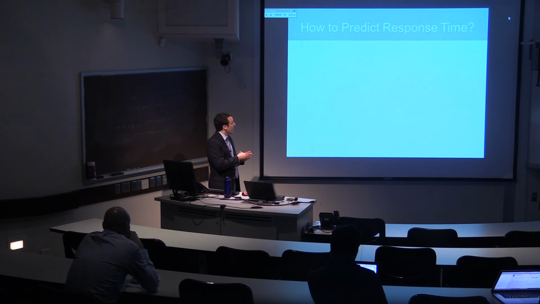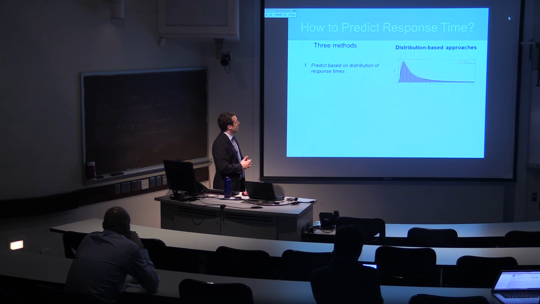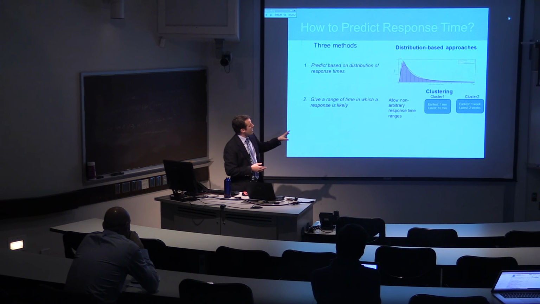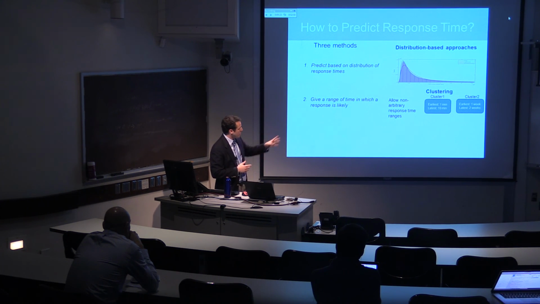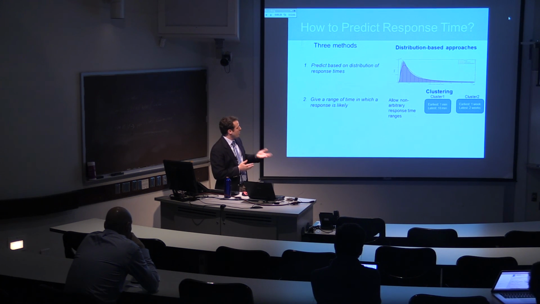To predict response time, we considered 3 methods. We used a prediction based on distributions of response times in our training data, which tried to predict based on the distributions we saw. Then we gave a range of time in which a response is likely. And for this, we used clustering, where we allow non-arbitrary response time ranges. For example, one cluster could be from 1 minute to 10 minutes of predicted response time, or cluster 2 could predict a response time of 1 week to 2 weeks.